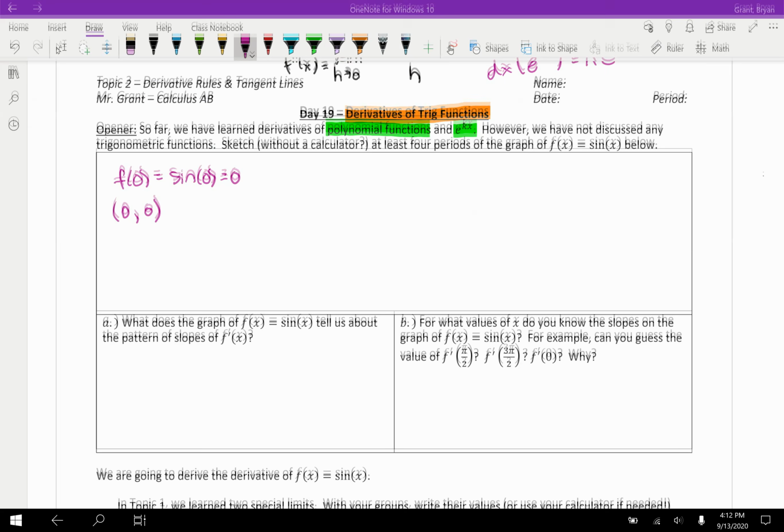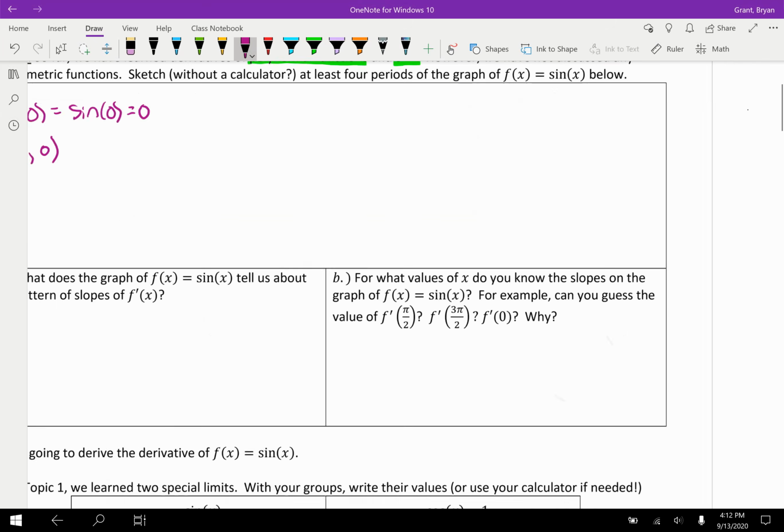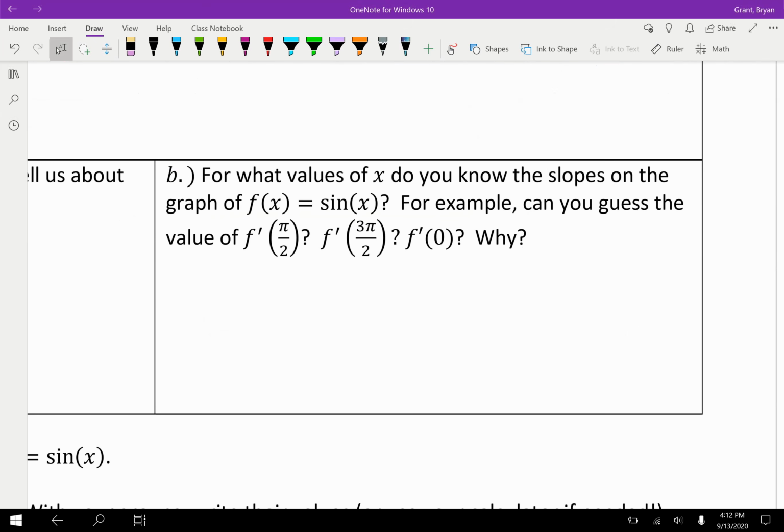Well, let's see, what was our last question? What values of x do you know the slopes of the graph of f of x equals sine of x for? So can we guess the value for f prime of pi over 2, or f prime of 3 pi over 2, or f prime of even 0? Well, let's look at this.